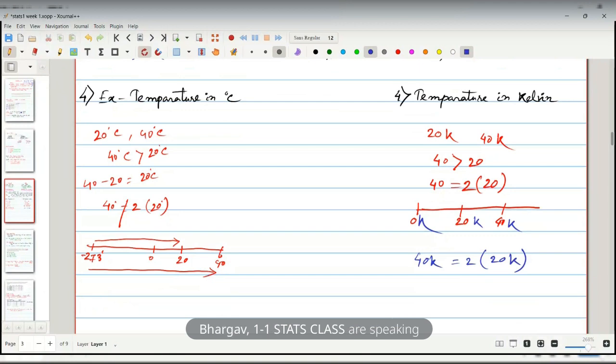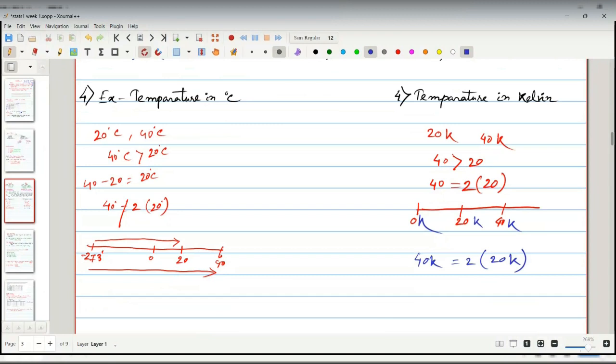So we have to have more than one variable. Sorry? We should have more than one variable. Yeah.